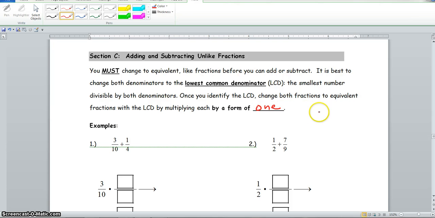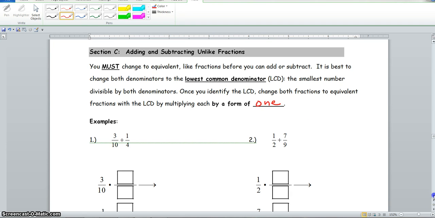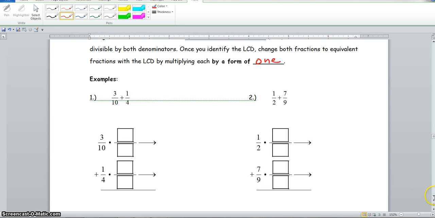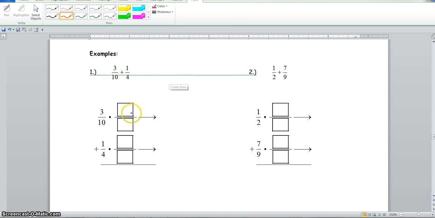Now, what this is basically saying is this here. It's usually better for you to find the least common denominator. Like take number 1 here. We have a denominator of 10 and we have a denominator of 4. Now, we know 10 goes into 20 and 4 goes into 20. But then also, doesn't 10 go into 40 and 4 go into 40? See, there's an infinite amount of numbers that you can have for this denominator.